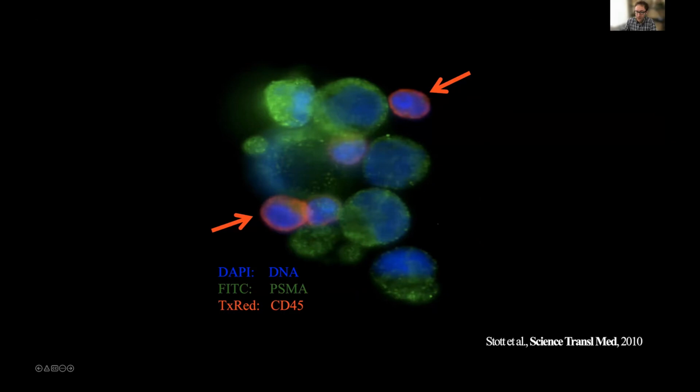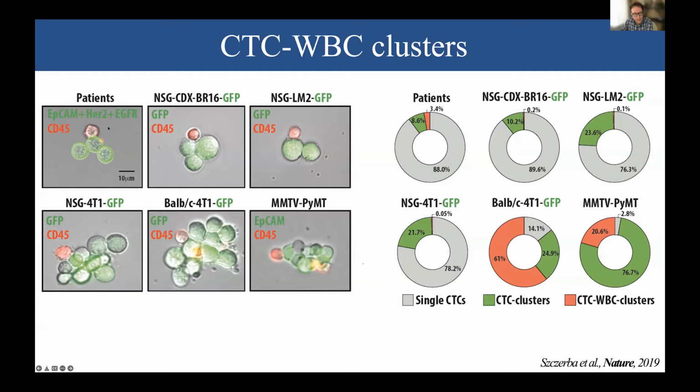So what Barbara did first was look at patients. She looked at the blood of women with breast cancer, in particular at different stages. She also looked at five different mouse models. We tried to be as broad as possible. We included patient-derived xenografts. We included xenografts with classical cell lines like MDA-MB-231 from Joan Massagué. Syngeneic models, genetically engineered mouse models, so with and without immune system. We tried to be as broad as we could.